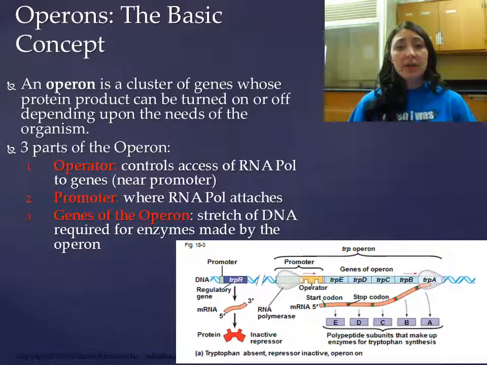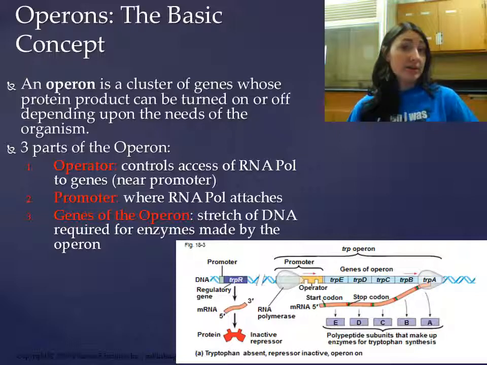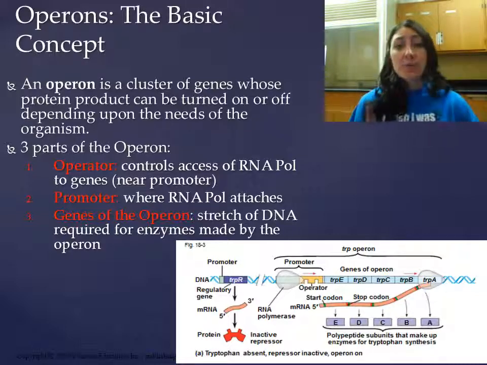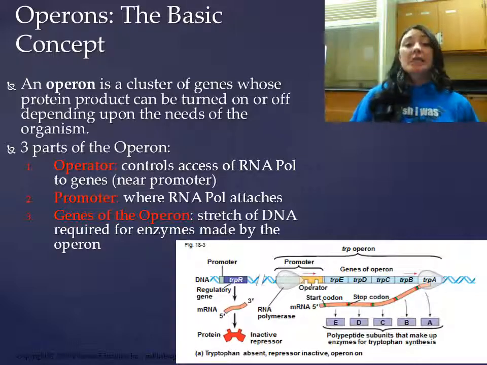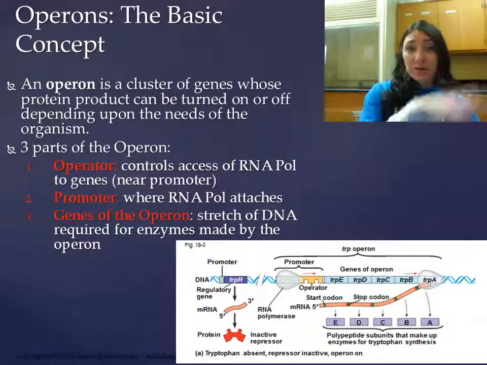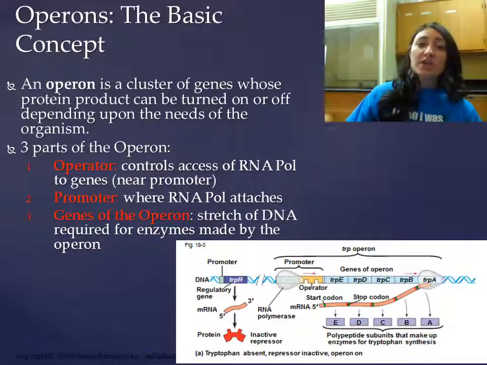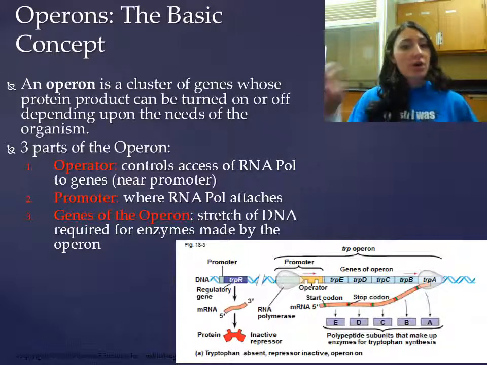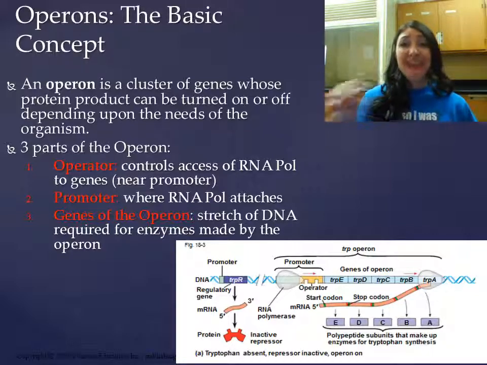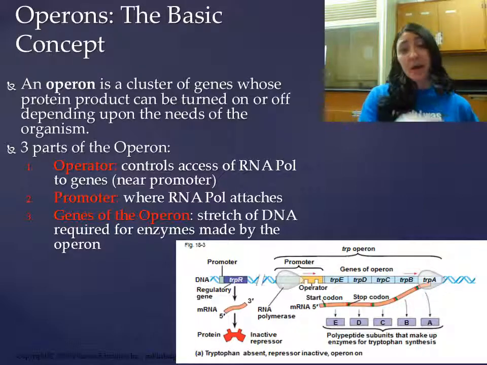An operon is a cluster of genes whose protein product can be turned on or off depending upon what the organism needs. So think of it like a molecular on-off switch to get a certain product. There are 3 parts to any operon. They are the operator, which controls access of the RNA polymerase to the genes. So if that operator is functioning, it allows the RNA polymerase in so it can read that sequence of genes and make your product. If it's off, your RNA polymerase cannot get in.